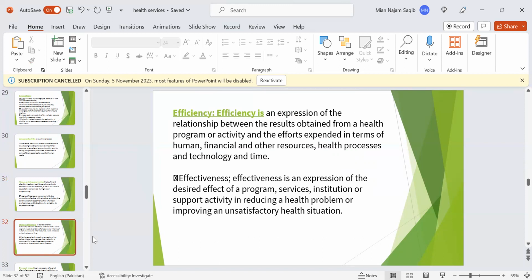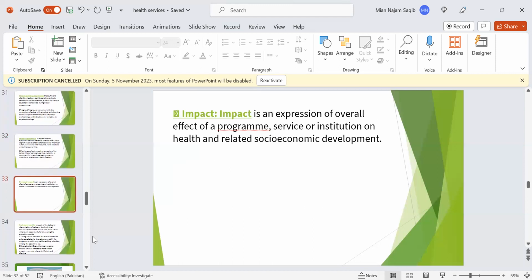Efficiency is another factor, which is an expression of the relationship between the results obtained from a health program or activity and the efforts expended in terms of human, financial, and other resources, health processes, technology, and time. Effectiveness is an expression of the desired effect of a program, service, institution, or support activity in reducing a health problem or improving an unsatisfactory health situation. Impact is an expression of the overall effect of a program, service, or institution on health and related socioeconomic development.